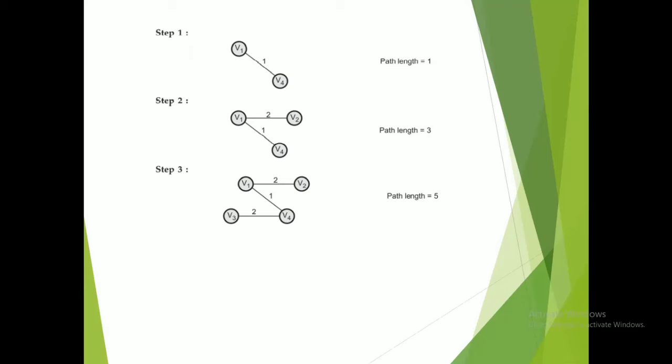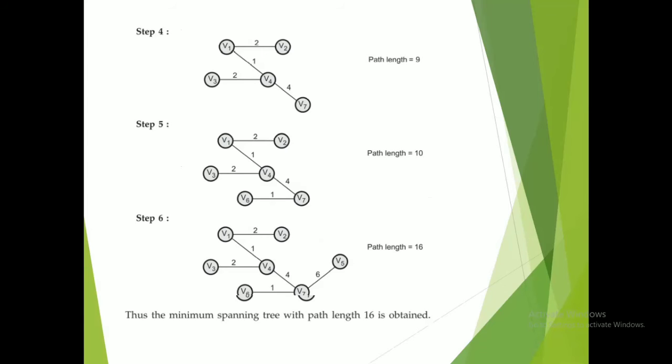Next, V4 to V3, we select the edge. The path length will be 5. Next, V4 to V7 is the minimum cost edge, and the path length will be 9. Next, V7 to V6 is the minimum cost edge, and the total path length is 10.